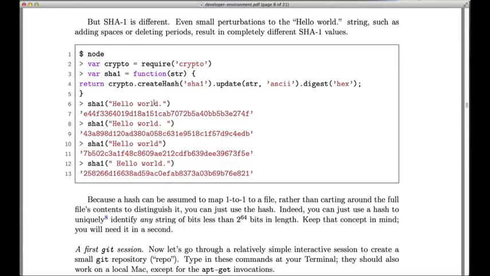And so in this manner, if you've got two strings that are different from each other, their outputs, their SHA1s, are also very, very likely to be different from each other. And that's really the property of a good hash function.